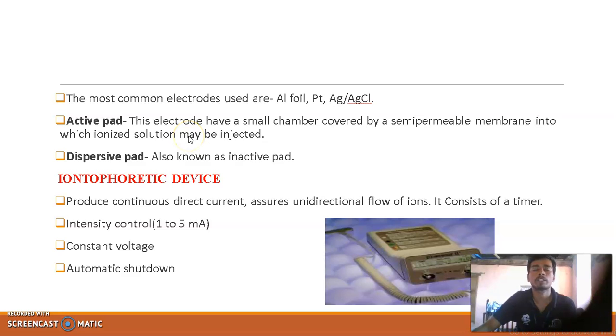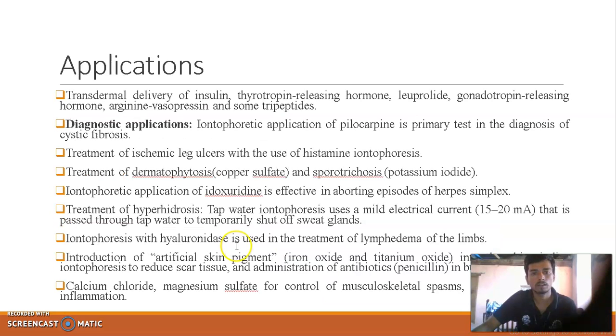The iontophoresis technique is divided into two types: anode iontophoresis and cathode iontophoresis. Anode means positive, cathode means negative. It will depend on which drugs you need to deliver to the patient, positive or negative. Whichever you prepare, it will depend on the type of iontophoresis.